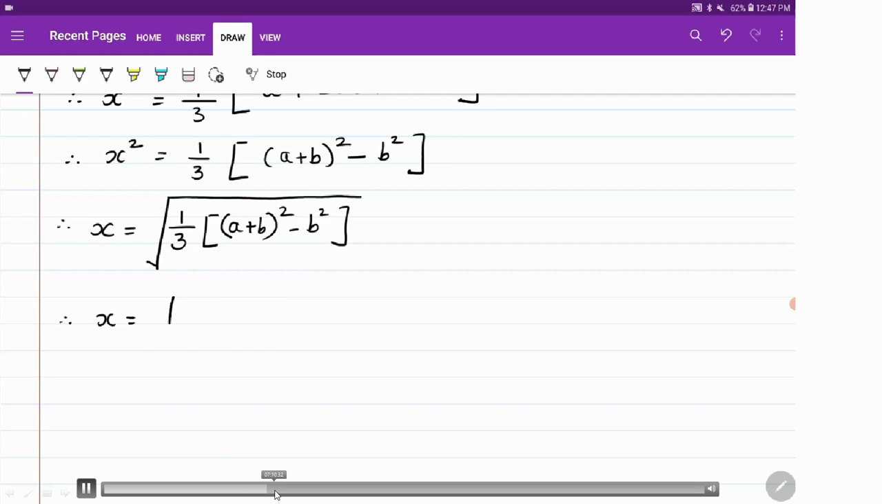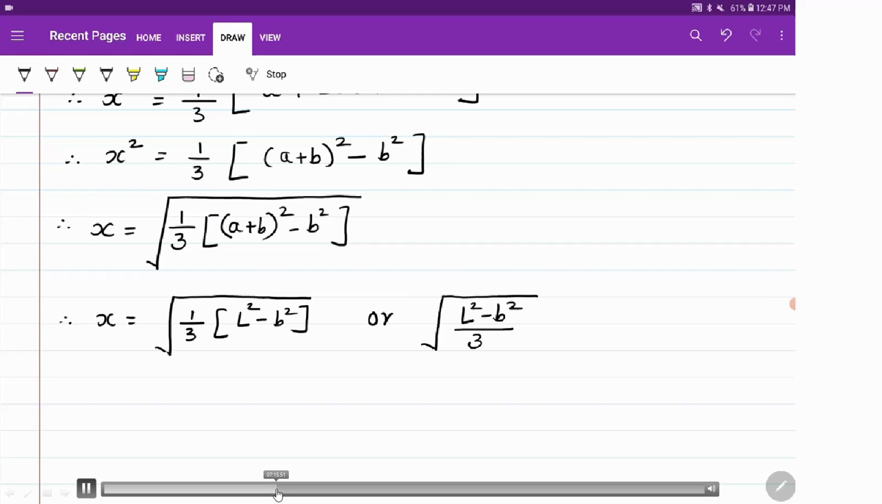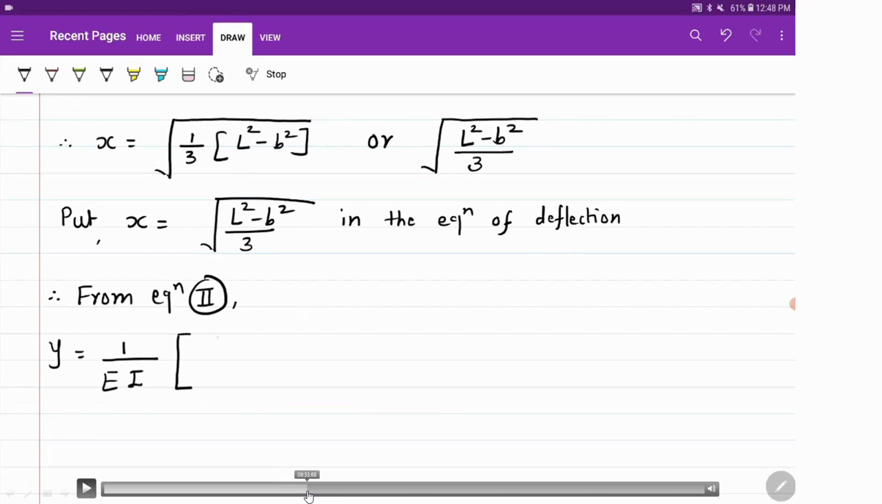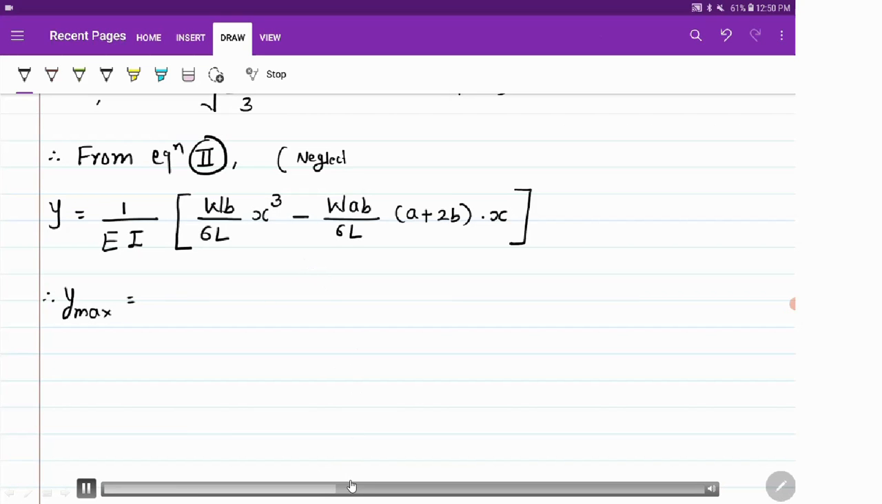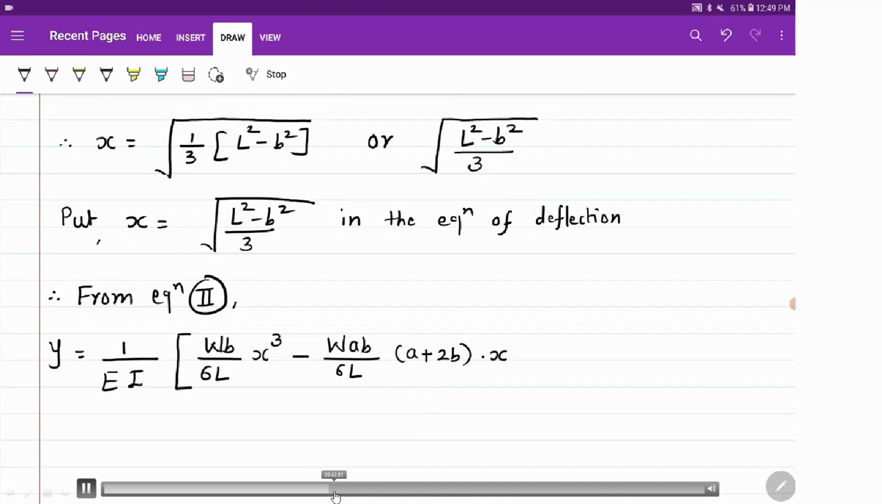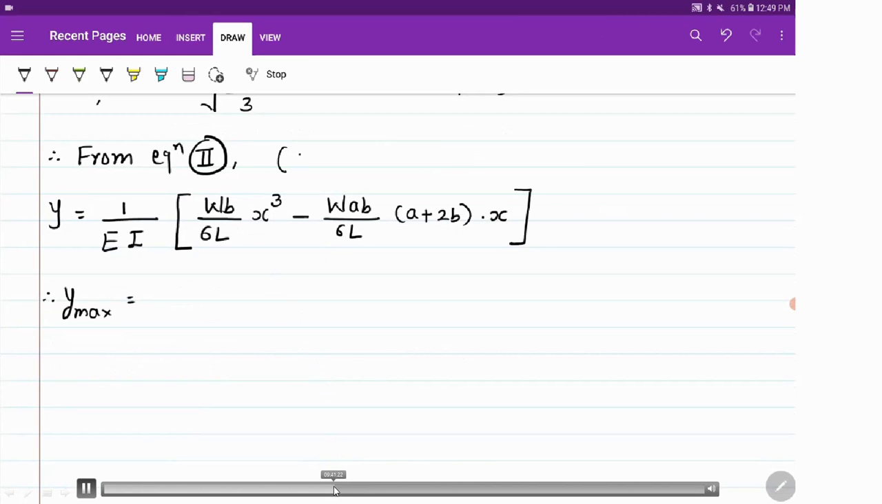So we can substitute this value, square root of 1 by 3, in place of a plus b, it is L. So it is L square minus b square, or L square minus b square by 3. So this value you can substitute in the equation of deflection, that is the second equation. So first we'll write down the second equation and then substitute the value. Only the first term, rather the first two terms we are considering, neglecting the third term, that is the last term. And in place of x, we have to substitute the value that just now we have seen. So substitute the values now over here.